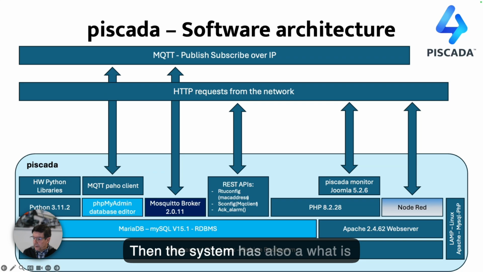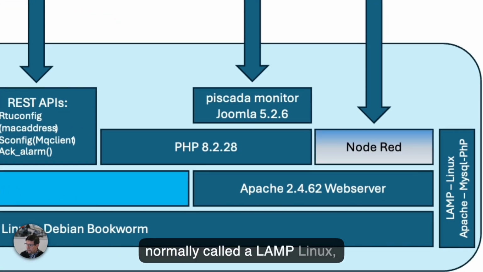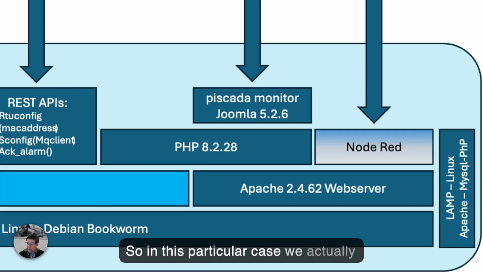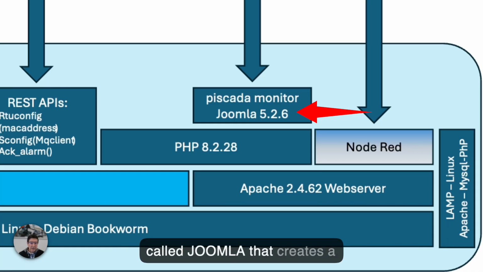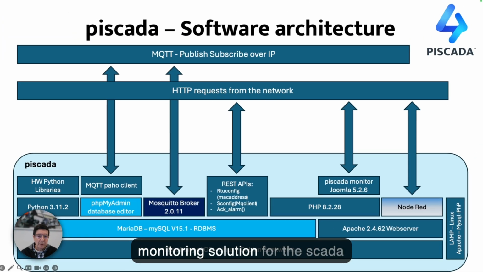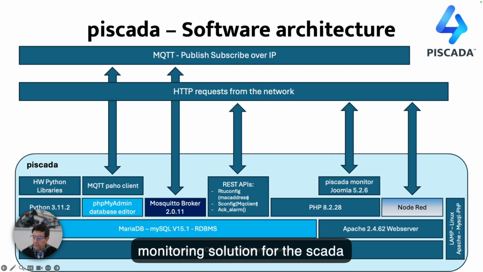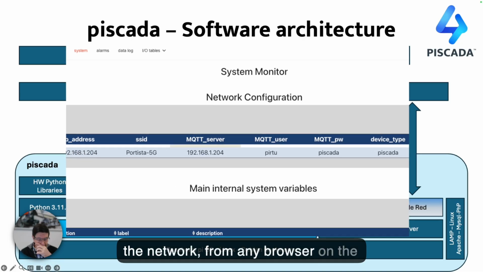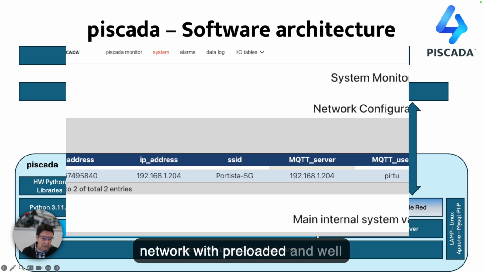Then the system has also what is normally called a LAMP, Linux, Apache, MySQL, and PHP setup that will allow us to respond to HTTP requests from the network as far as web pages. So in this particular case, we actually have a website generator with the tool called Joomla that creates a monitoring solution for the SCADA master that can answer directly from the network, from any browser on the network, with a preloaded and well-defined user interface.